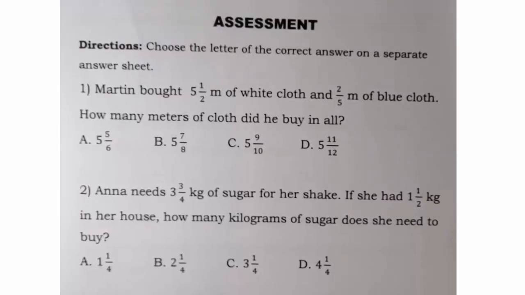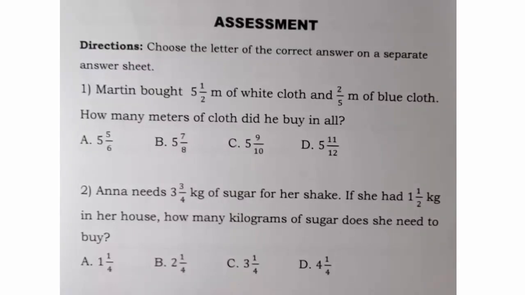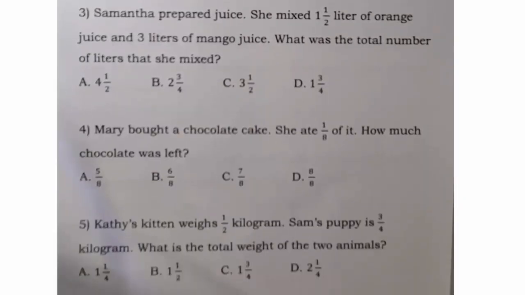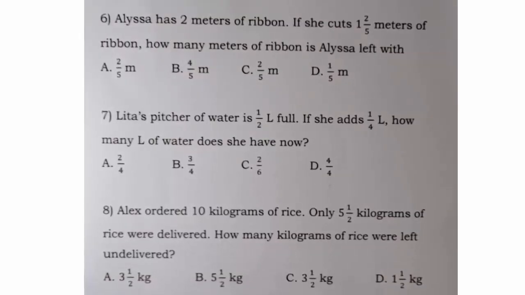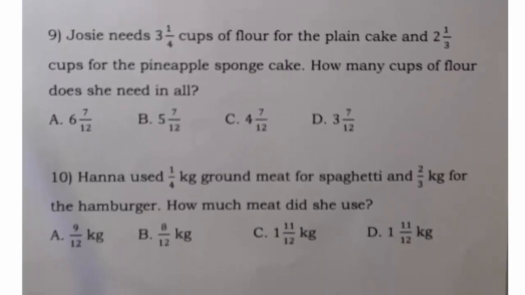And now let's proceed to your assessment. I know that you are now ready to answer our assessment. Pause this video and answer the first part of your assessment, 1 up to 5. We still have numbers 6 up to 10. The direction here: choose the letter of the correct answer on a separate answer sheet. Here's item number 6 up to 10 that will complete your assessment. Now pause this video and answer the rest of the items.